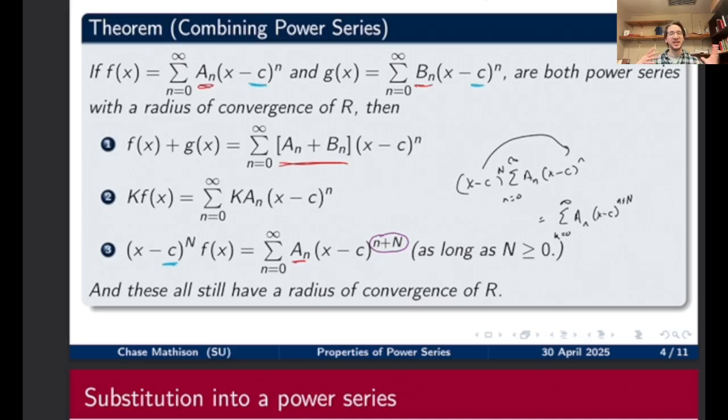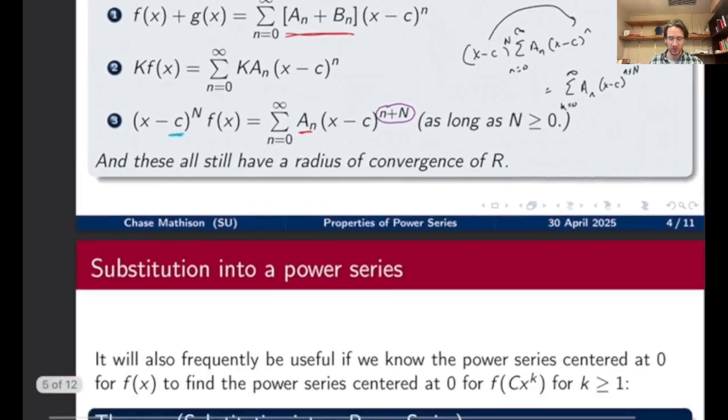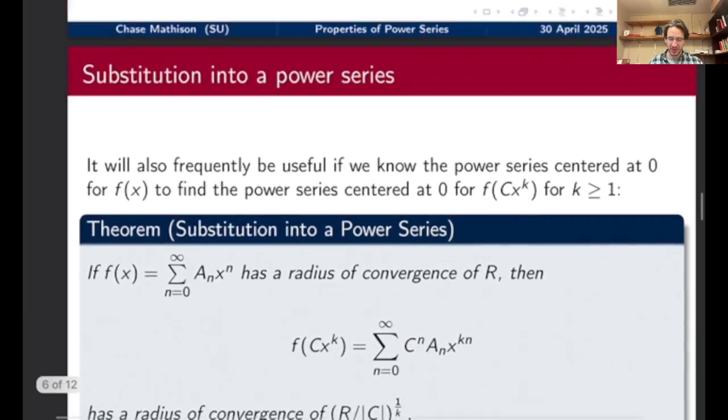And again, that's actually a little stronger than we need. If f(x) and g(x) have different radii of convergence, then these will all be true for the smaller of the two radii of convergence. So just keep that in mind. It won't come up a lot, but technically that might come up.